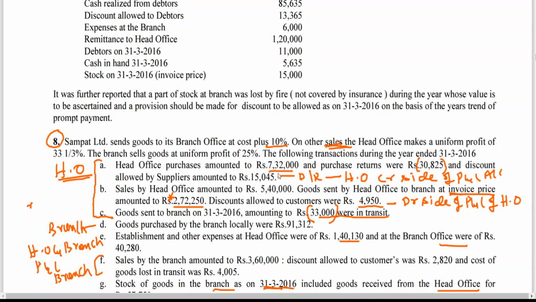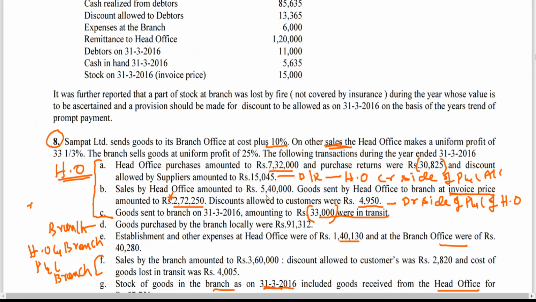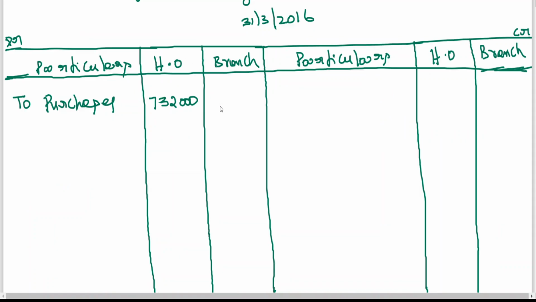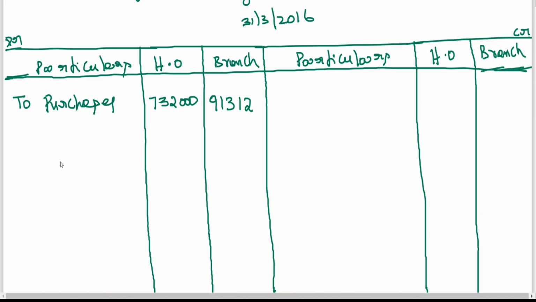Simply. So head office purchase amounting to 7 lakhs 32,000. And we have also seen goods purchased by the branch locally 91,312. Then this is discount allowed, I told you will be taken to P&L. One minute. Here we got some purchase returns. I think we have not deducted this. 30,825. Just purchases.